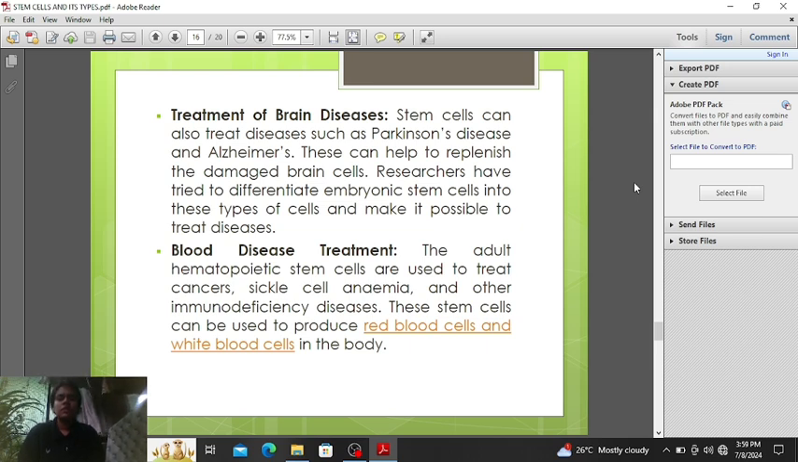Blood disease treatment. Now this is one of the most important applications, where adult hematopoietic stem cells are used to treat diseases such as cancer, sickle cell anemia, and other immunodeficiency diseases. These stem cells are used to produce red blood cells and white blood cells in the body.